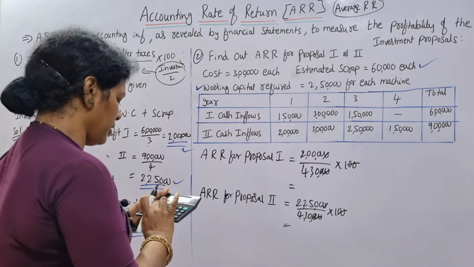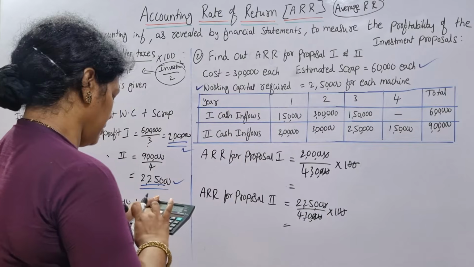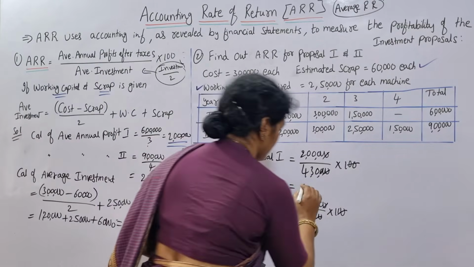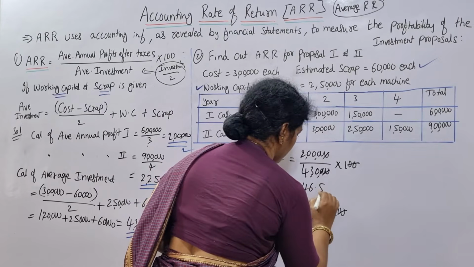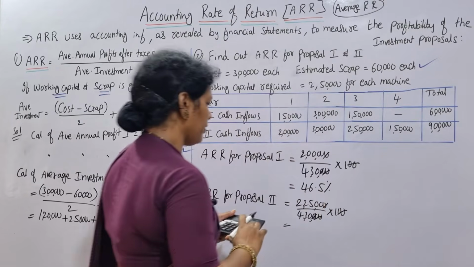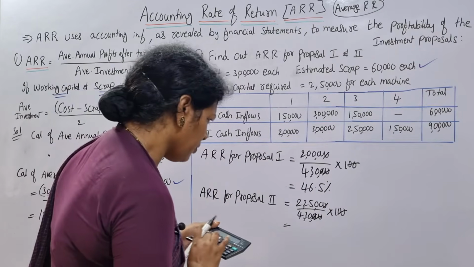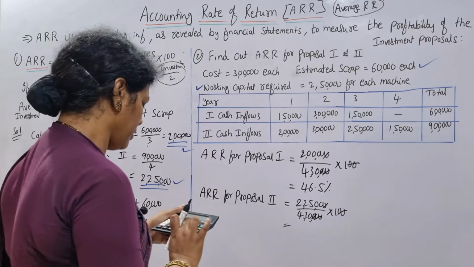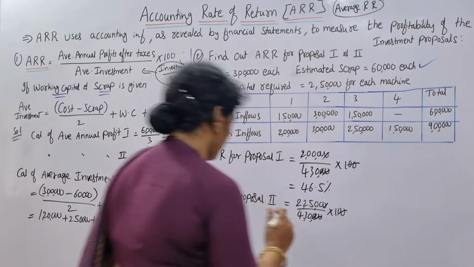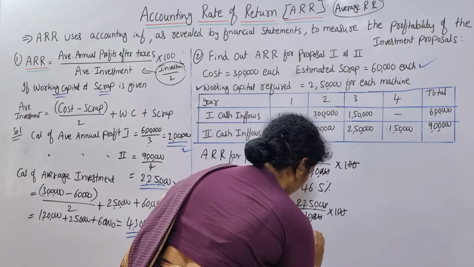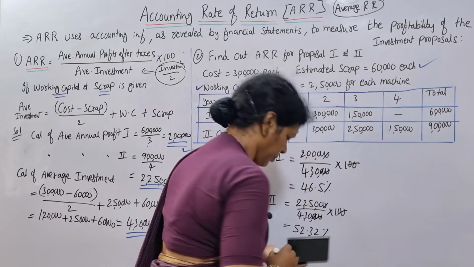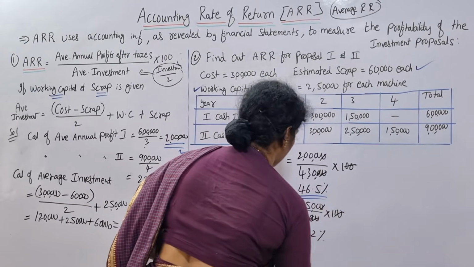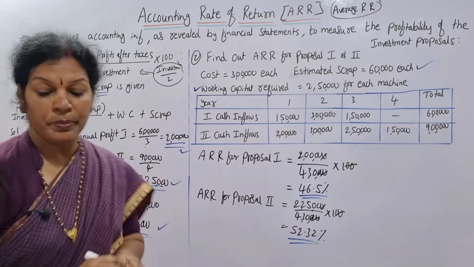2,00,000 divided by 4,30,000 gives 46.5%. And the same with this one, 2,25,000 divided by 4,30,000 comes to 52.32%. That's all, ARR we got this much for proposal 1 and proposal 2. Now let me give you the conclusion.